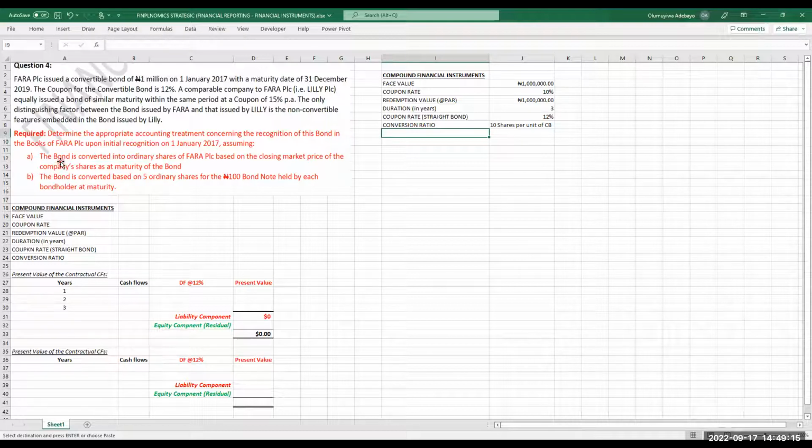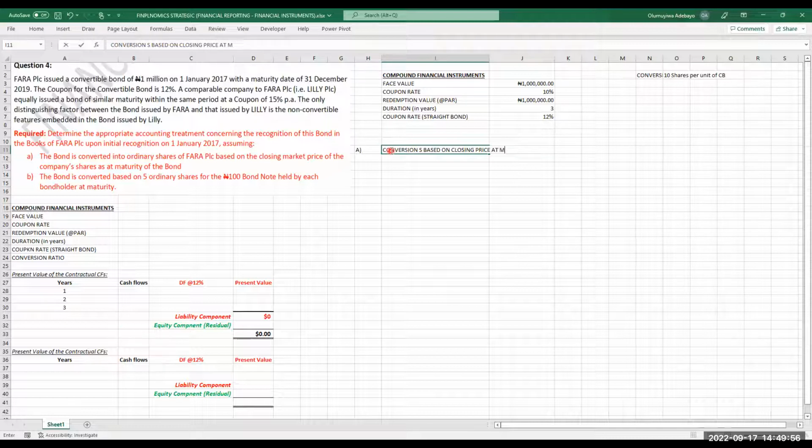it says the bond is converted into ordinary shares of FARA PLC based on the closing price of the company's shares at maturity, which means if I go by A, this information is not there. Therefore, let me put it aside. It says we are converting. Conversion is based on closing price at maturity or settlement date. And in that case, it is variable or unknown number of shares.